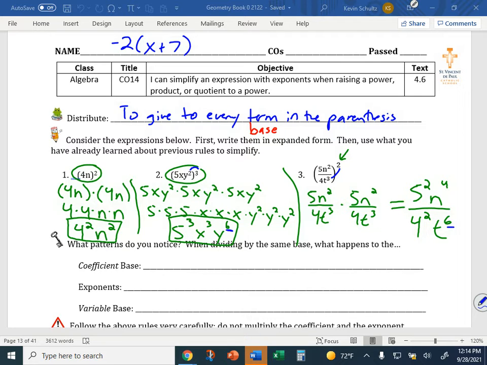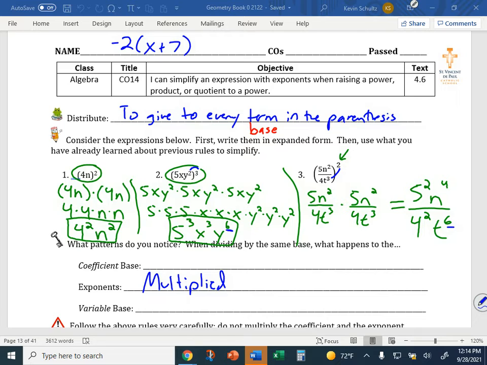So exponents are multiplied. Okay? We have a rule where exponents are added. We have a rule where exponents are subtracted. We now have a rule where exponents are multiplied. So it's important to be able to recognize what rule you are using, right? What situation you are in, so you can do the right thing.